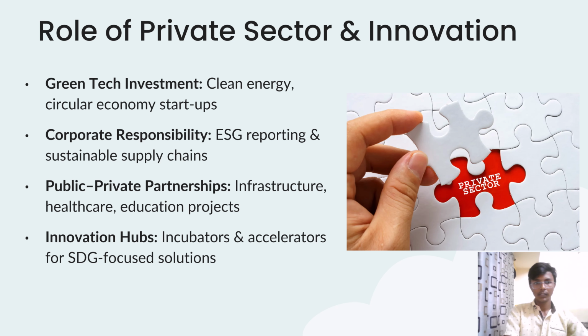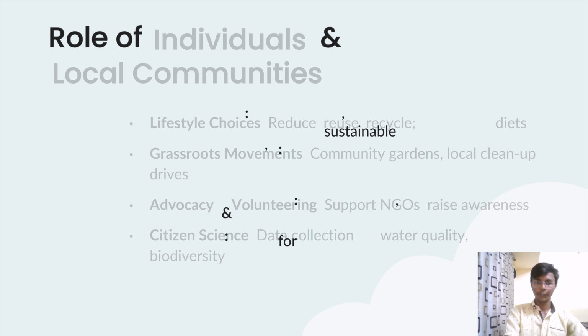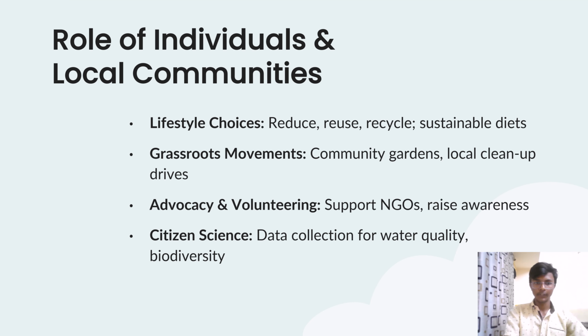And next we'll discuss the role of individuals and local communities. Lifestyle choices: reduce, reuse, recycle, the three R's you can see. Sustainable diets, grassroots movements, community gardens, local cleanup drives, advocacy and volunteering, supporting NGOs, raising awareness, citizen science, data collection for water quality and biodiversity, like detection of microplastic in water. Water quality checking should be there.